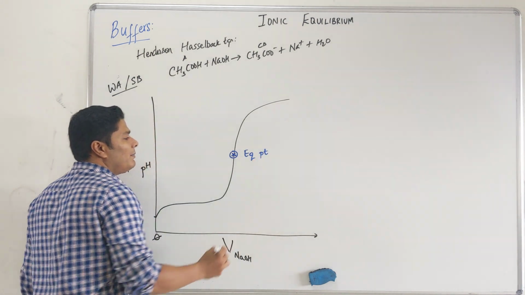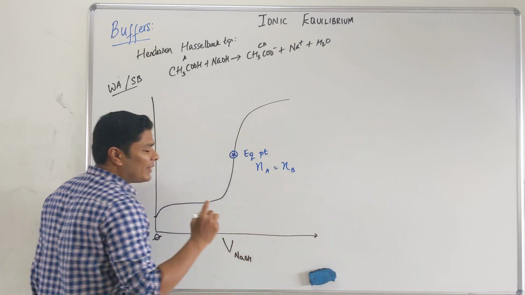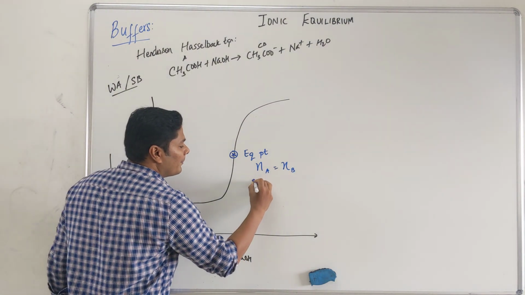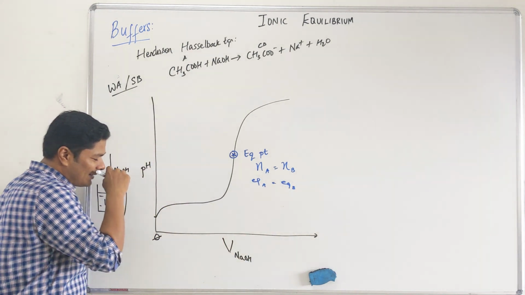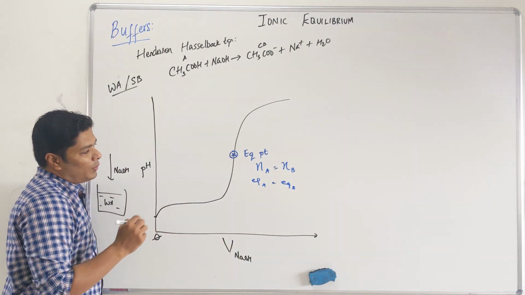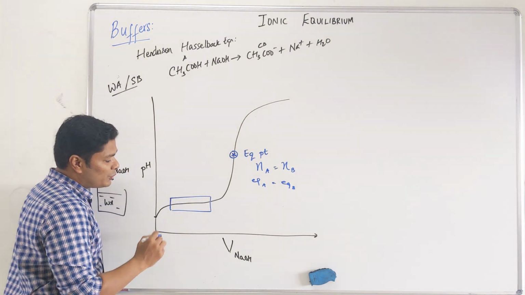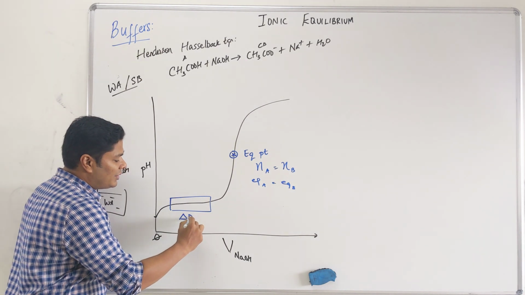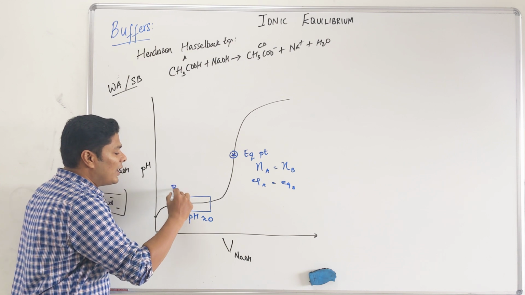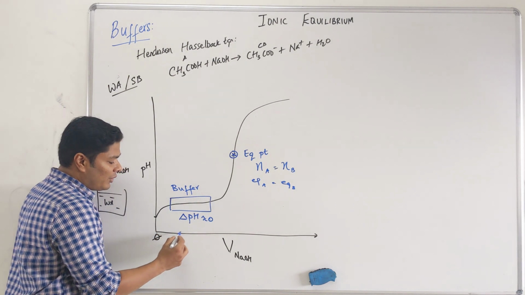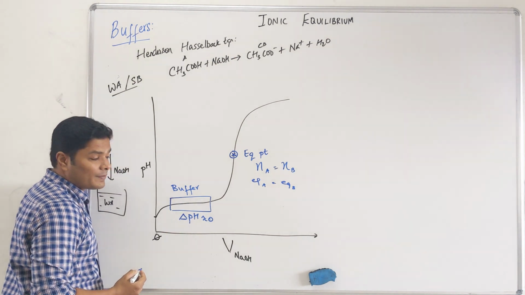This is the equivalence point, meaning moles of acid equals moles of base, or I should rather say equivalents of acid equals equivalents of base. At this point we will assume that they are in a 1:1 ratio. But look at this segment. The pH is almost constant, or the change in pH is almost 0. What this means is you have a buffer here. Addition of a small amount of an acid or a base, in this case a base, resists the change in pH.